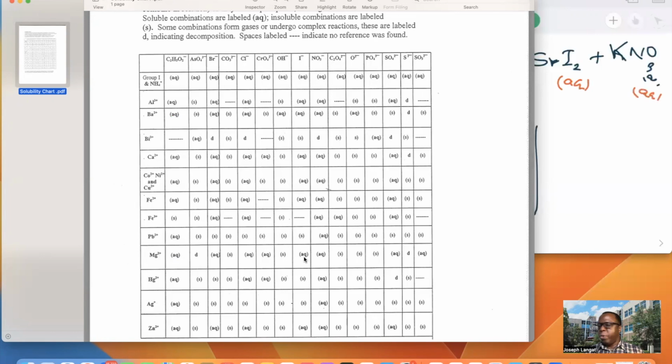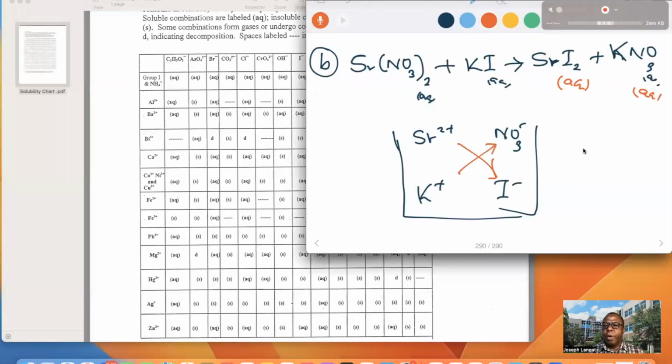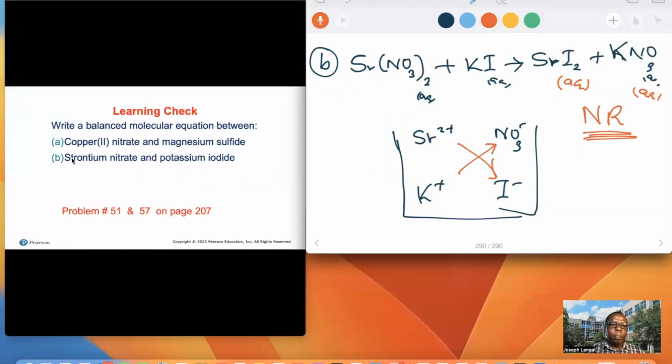We all know that nitrates, there's no exception, all nitrates are soluble. Look at the column for nitrate, except for decomposition, all are aqueous. When you have aqueous, as we saw earlier, the conclusion is no reaction. You write no reaction if both products are aqueous. If there is a precipitate, you will indicate it as solid. So that's how you proceed.